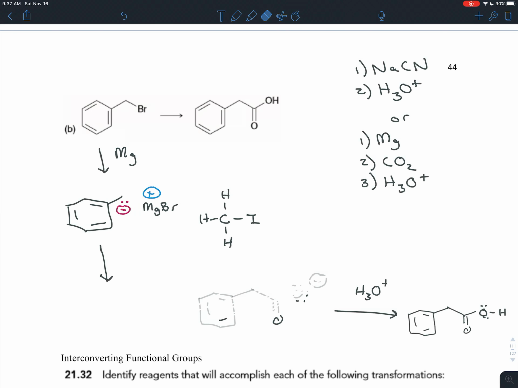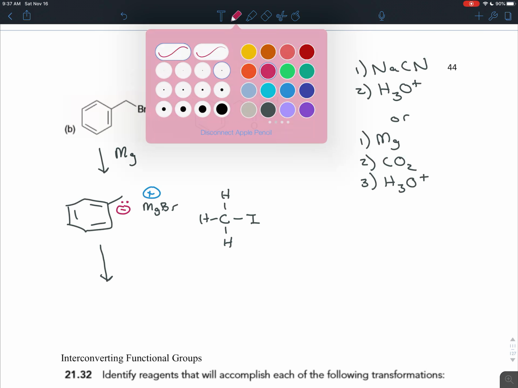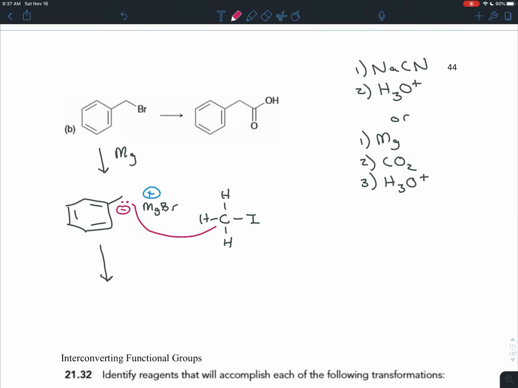Now, if you wanted to do an SN2 reaction, you could. It just won't be nearly as efficient. It'll be much longer and more complicated. But just to see how you might think through something like that, you could have this carbon attack this carbon and kick off your leaving group. So standard SN2 reaction. And that would give you ethyl benzene.